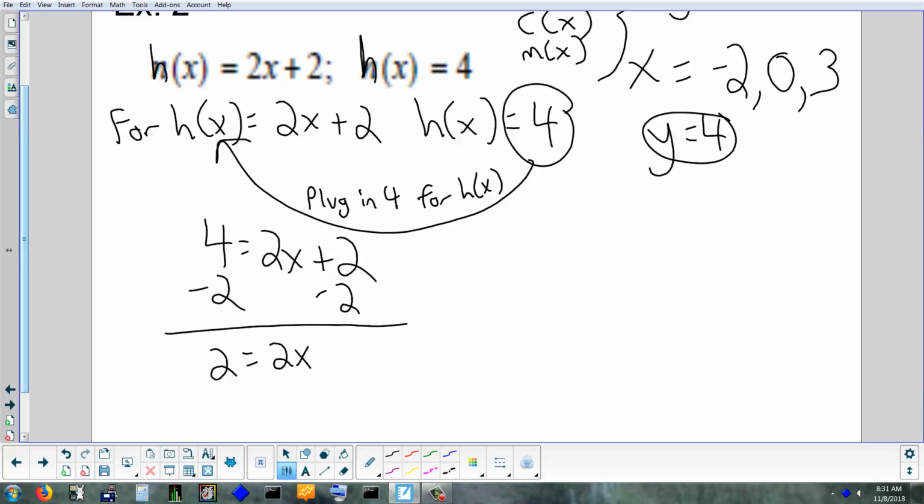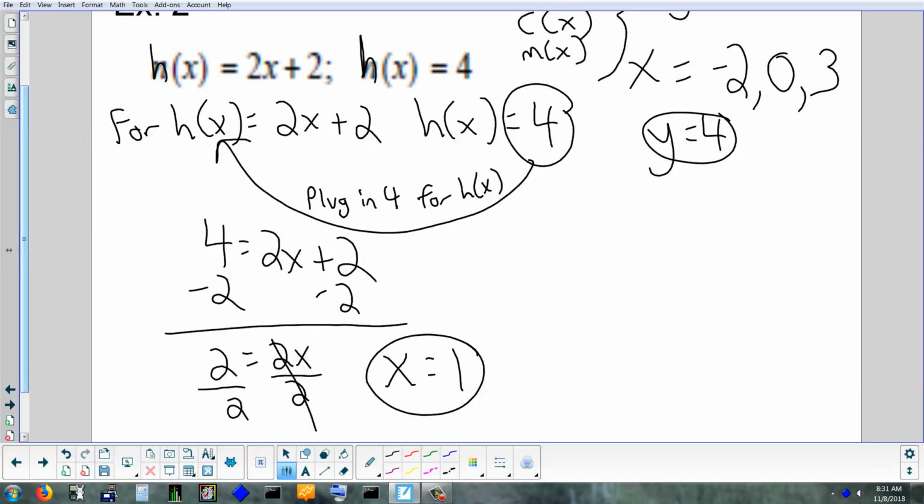This means multiply. So I want to get rid of multiplication. Divide. By what number, Brady? 2. Cancels out. Leaves me with x equals 2 divided by 2 is what, Brady? 1.